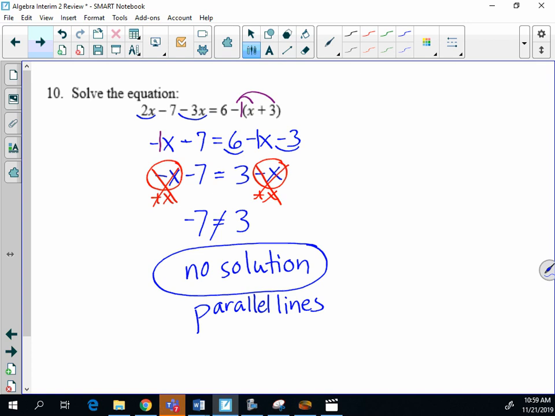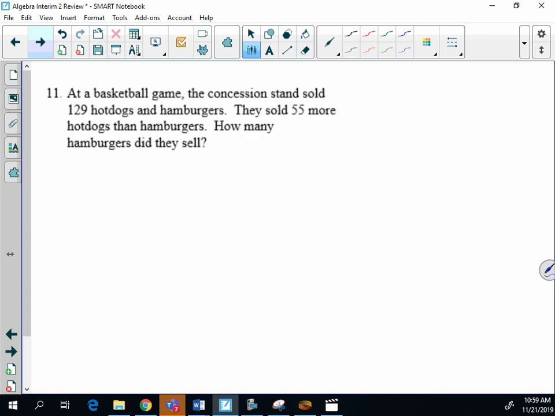Moving on to number 11, special word problem. At a basketball game, the concession stand sold, okay, I'm going to pick out my key information right away, sold 129 hot dogs and hamburgers. So that's my total. Then here's my key information to know about my other equation. They sold 55 more hot dogs than hamburgers.